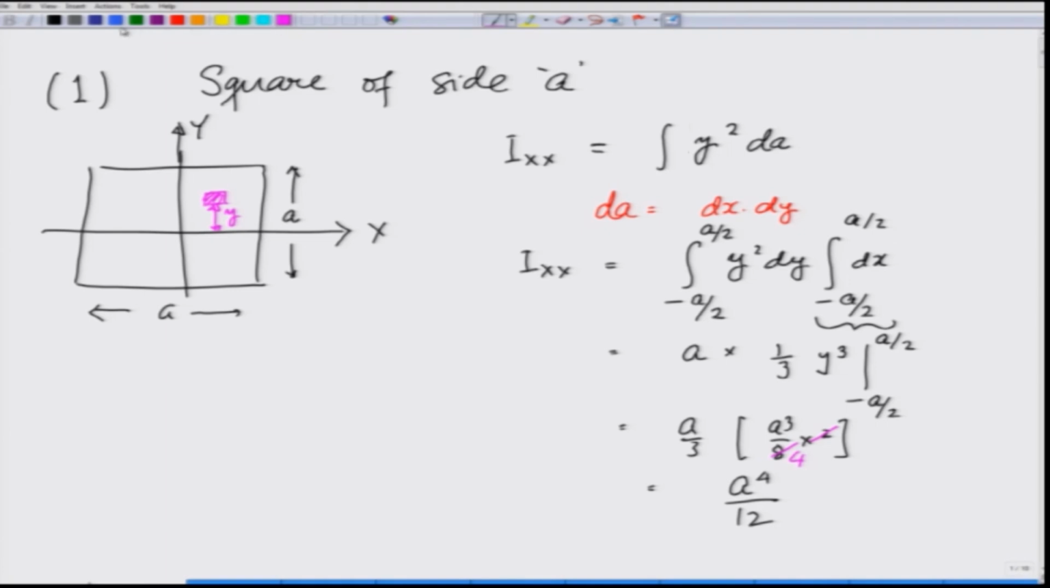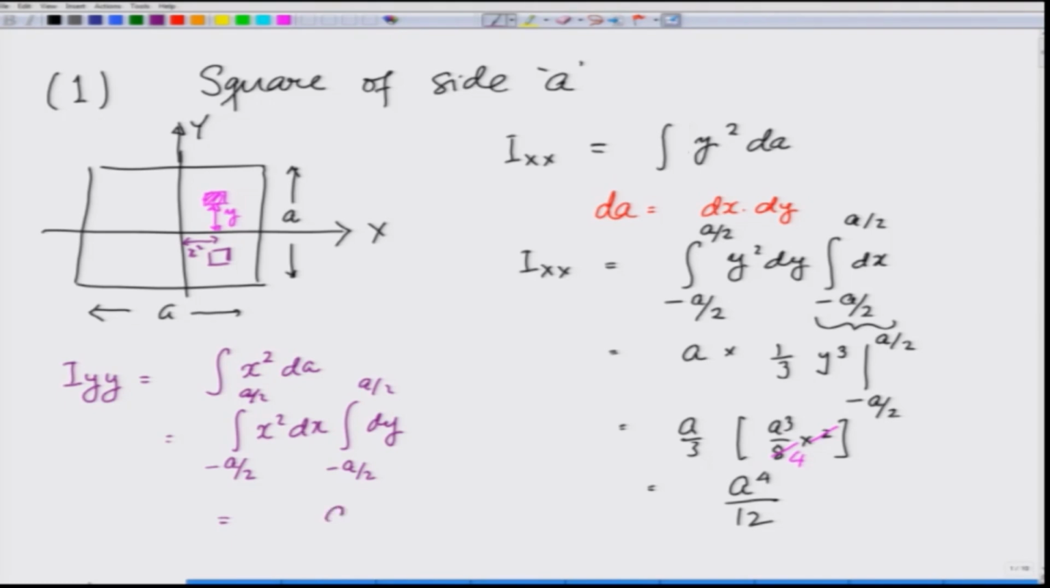Similarly, since it is very symmetrical, Iyy, let me write in a different color, Iyy will be equal to the integral of x square dA. So, what I will be doing is taking this area dA and multiplying it by x square. So, this will become the integral of x square dx from minus a by 2 to a by 2 times the integral of dy from minus a by 2 to a by 2, exactly the same integral as in Ixx, and therefore, I get a raised to 4 by 12 here too.